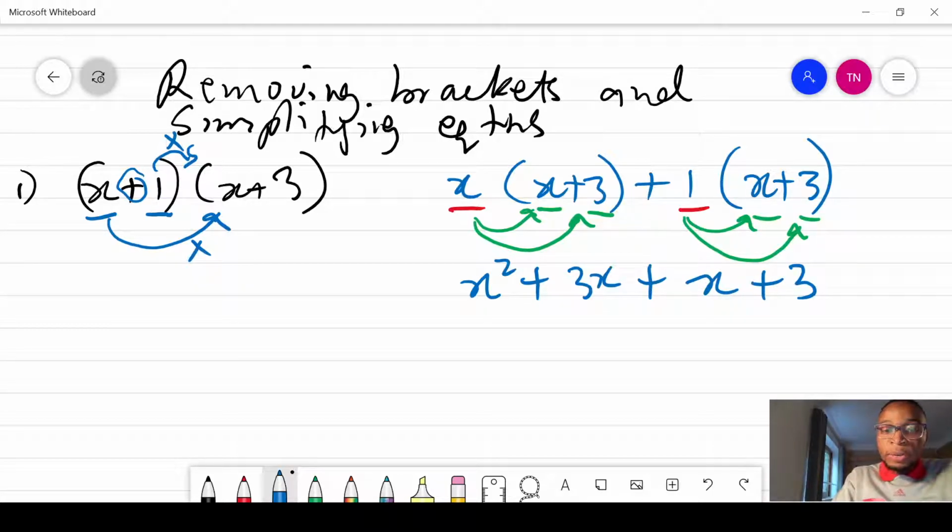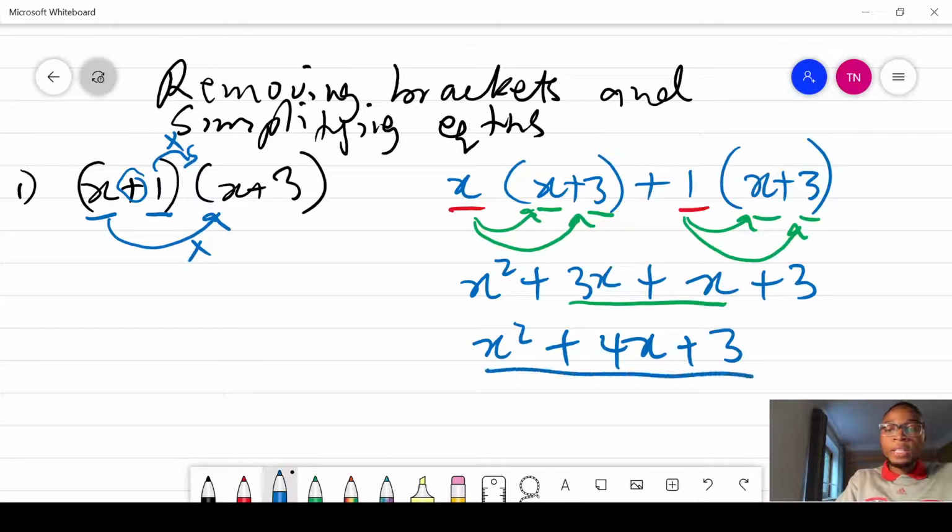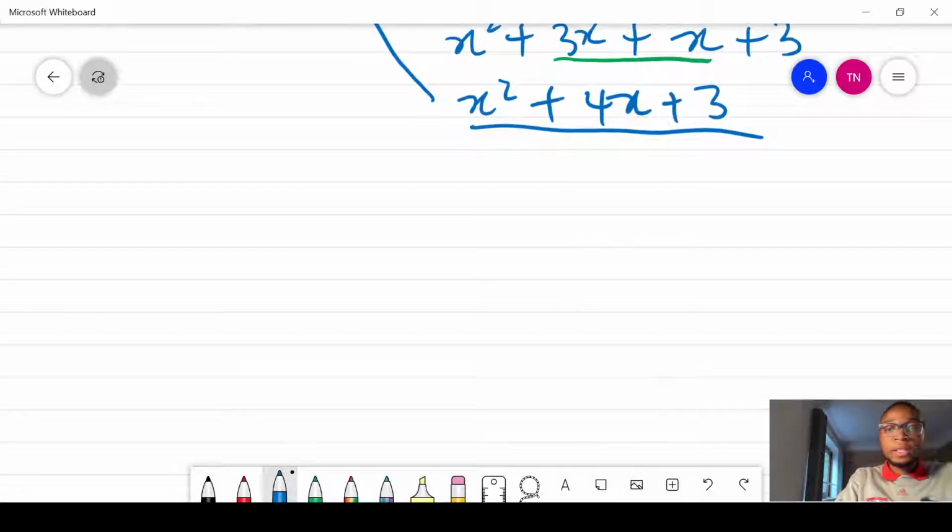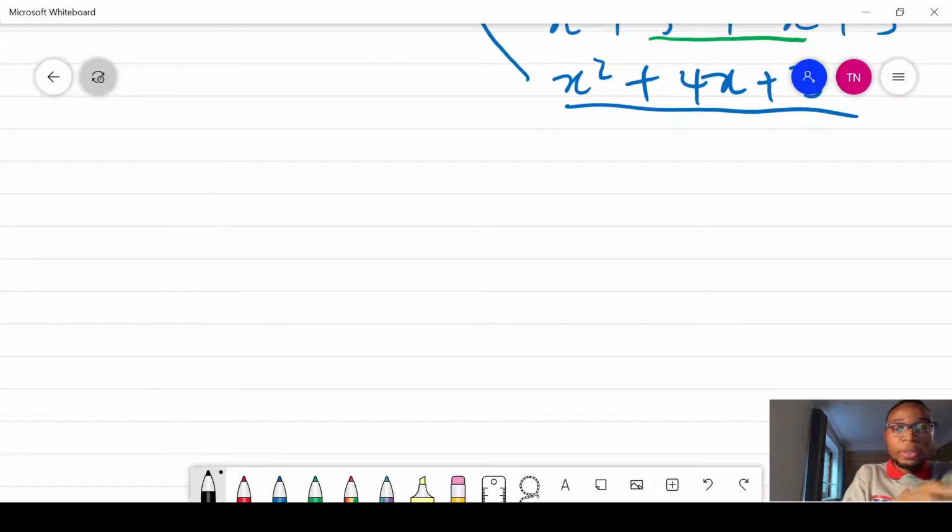And when we are here now, we could go ahead and collect like terms. This is x, and that is another x there. So we have 3 x's here and 1 x there. So we collect those. And when we collect them, we're going to have x squared plus 4x plus 3. So that is the expansion of the equation that we had at the beginning right there. So that is the first example that we dealt with.